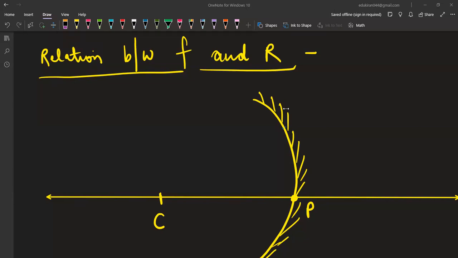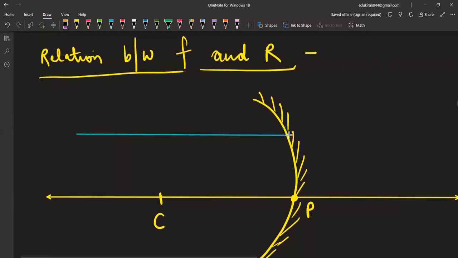Faiza is joining. Class, in the last class we completed the formation of images by concave and convex mirrors. Now, this is one derivation that will come in your exam.